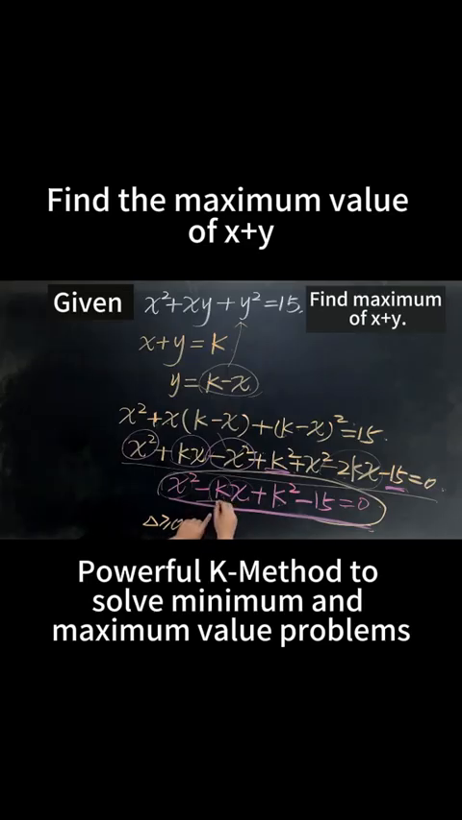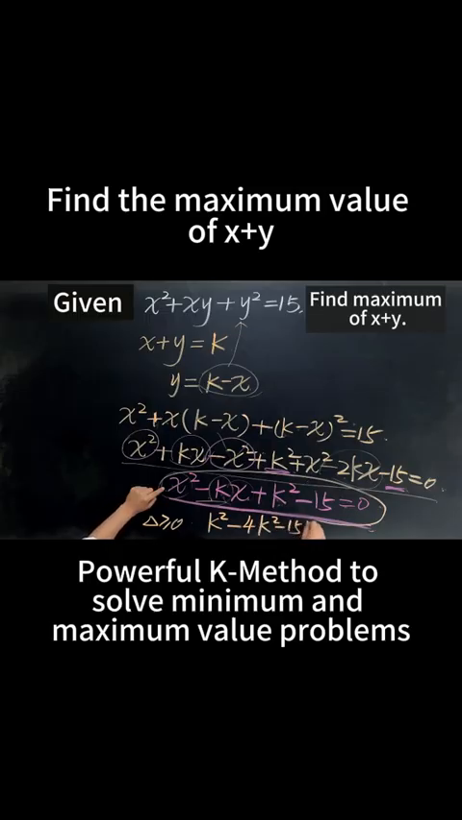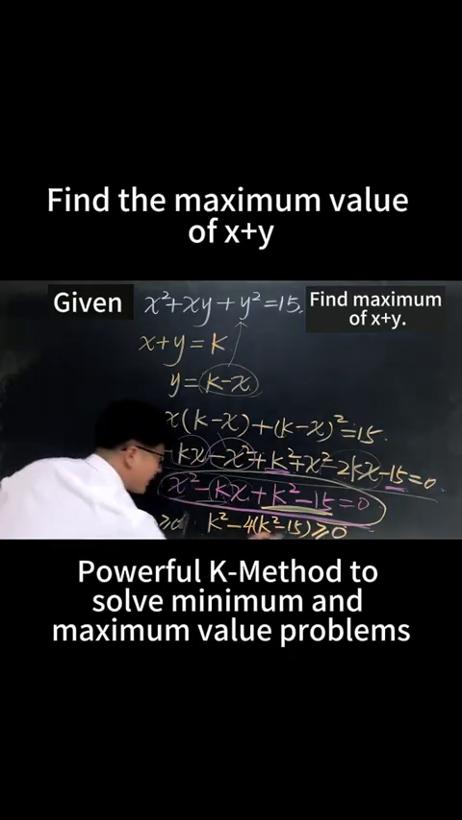Isn't this b? So b squared is k squared, right? Minus 4 times. What is AC? Isn't AC just k squared minus 15, right? The constant term is k squared minus 15. So the discriminant is k squared minus 4 times k squared minus 15. And it needs to be greater than or equal to 0, right? The value of delta has to be greater than or equal to 0.